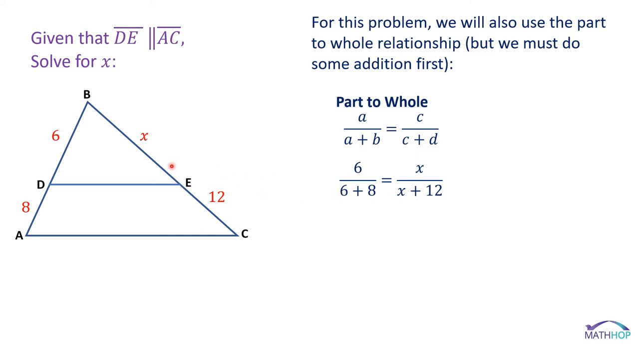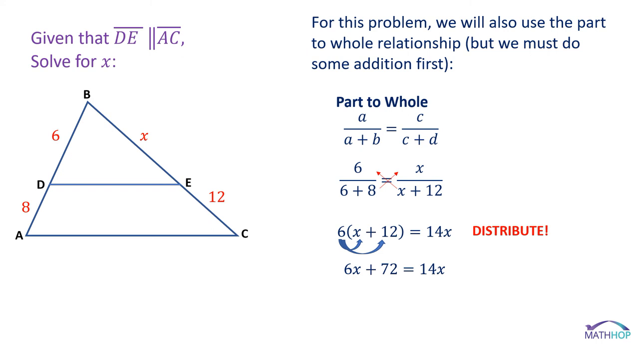See why I don't like doing this? 12 is not the entire length. It's x plus 12, right? So 6 part, 6 plus 8 whole. X part, x plus 12 whole. All right, so let's cross multiply. It's not as bad as it looks. When we do that, we're going to get 6 times the quantity x plus 12. Remember, anytime you have a binomial in this denominator, you have to distribute. That 6 gets multiplied to both those terms. And then 6 plus 8 is 14 times x is 14x. See why we would never use this? You would just use part to part. 6 times x plus 6 times 12 is going to be 6x plus 72 equals 14x.